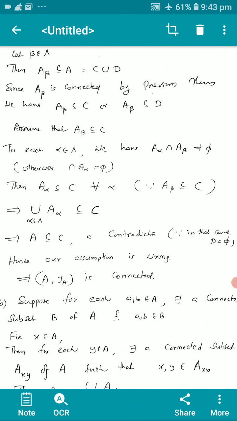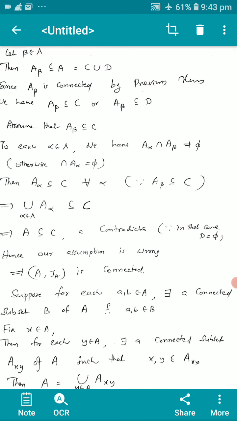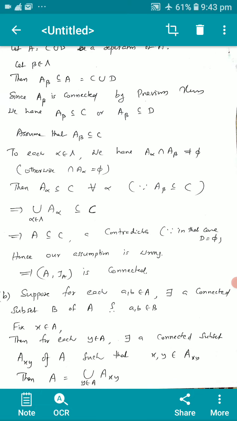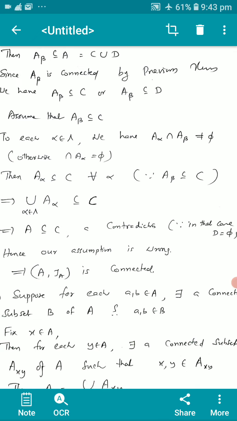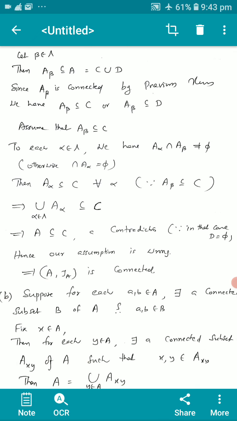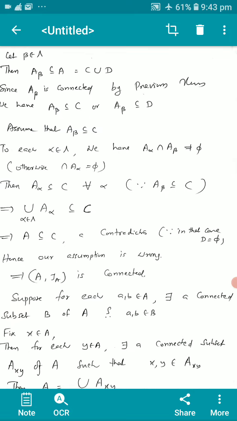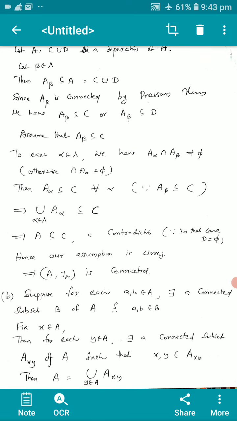Take the first case, assume that E_beta is a subset of C. To each alpha in the index set, we have E_alpha intersection E_beta not equal to phi. Otherwise, what will happen? Otherwise the intersection of E_alpha must be equal to phi. So E_alpha intersection E_beta is not equal to phi. Then E_alpha is a subset of C for all alpha, because E_beta is already a subset of C. So this implies E_alpha is a subset of C for all alpha. This implies the union of E_alpha is a subset of C. But the union of E_alpha, that is A, is a subset of C, a contradiction.